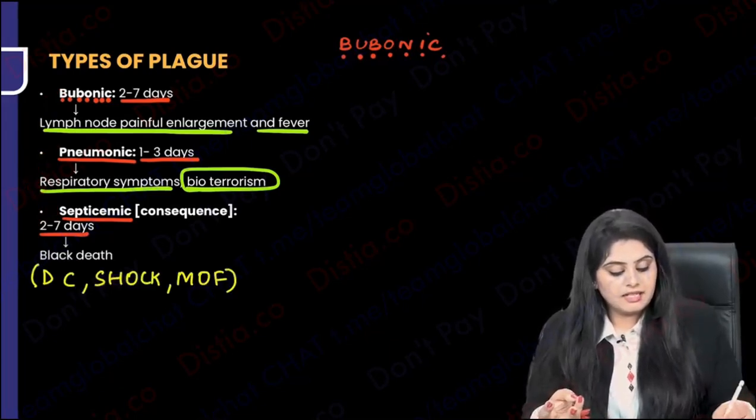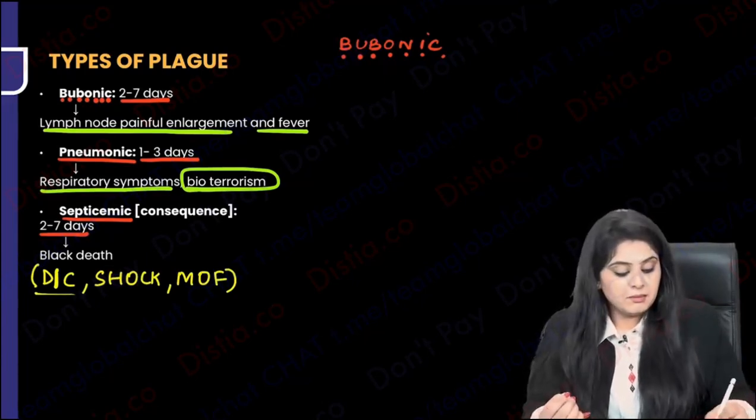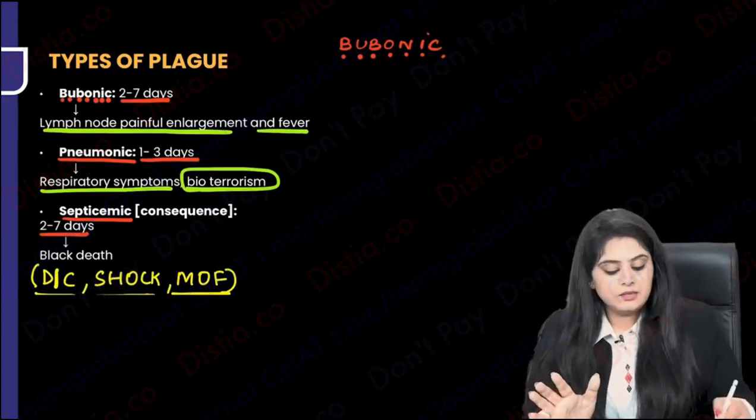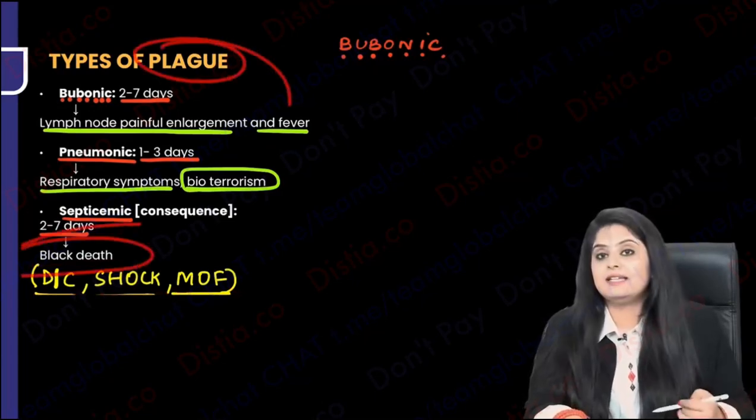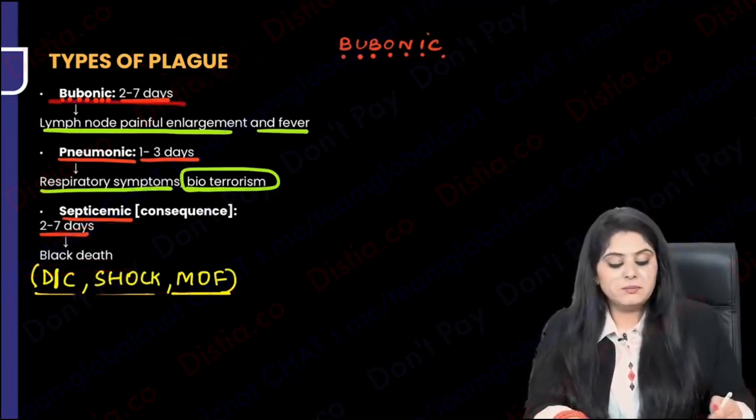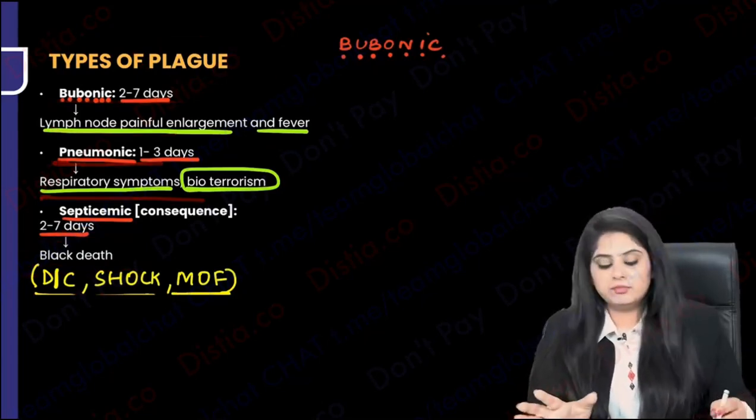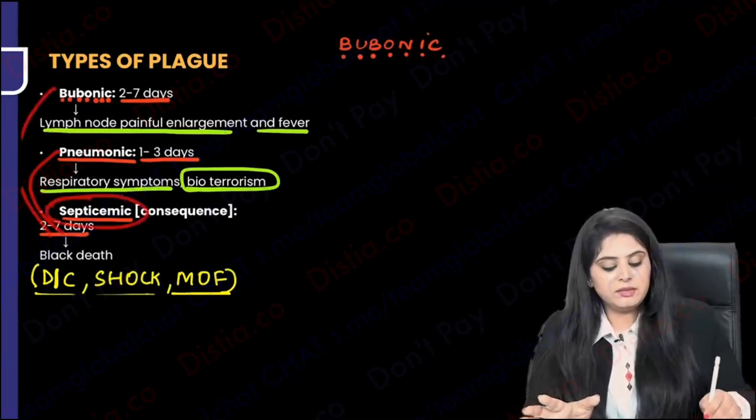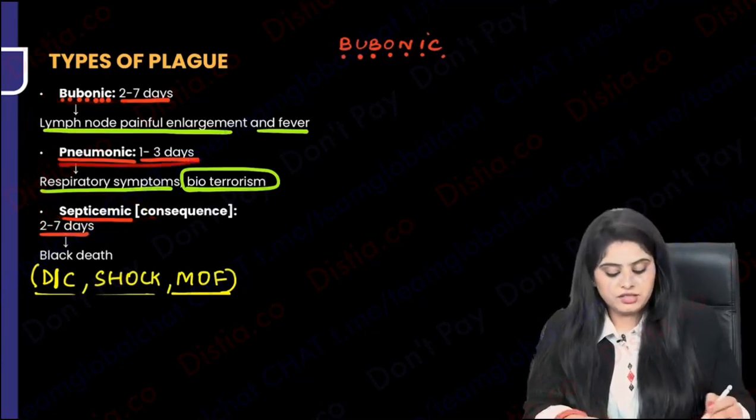Why is it called black death? Because the patient can have sepsis, shock, DIC. There can be multiple organ failures. DIC with shock, with multiple organ failure. That is why, guys, plague is also known as black death. Right? So repeating, there's a bubonic plague in which there are painful buboes or lymph nodes. Pneumonic plague, which is of course respiratory. Anything can go into septicemic plague, that is black death. Bubonic and septicemic 7 days, pneumonic is 1 to 3 days.